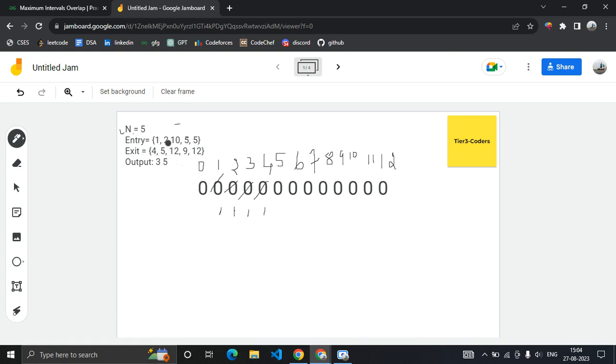The next guest arrives at 2 and exits at the 5th unit, so I will increment from index 2 to 5, that is 2, 2, 2, and here where there was 0 it becomes 1. Now the third guest arrives at 10 and exits at 12, so 1, 1, and 1. The fourth guest arrives at 5 and exits at 9, so 2. Here all ones, up to the ninth.